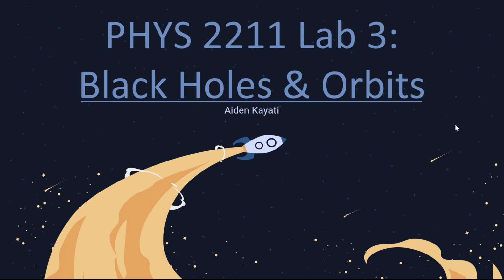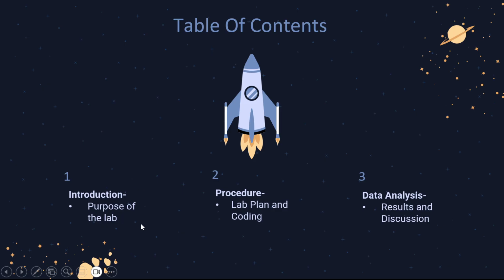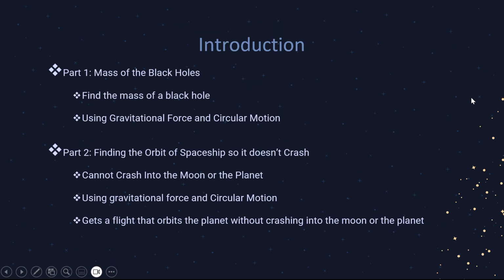Lab 3 on black holes and orbits. So the table of contents: you've got the introduction, the purpose of the lab, procedure, lab plan and coding, data analysis, and the results and discussion.